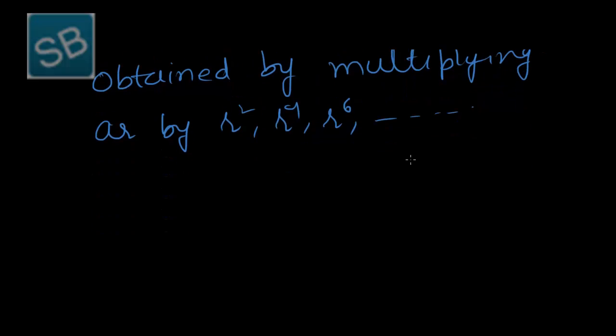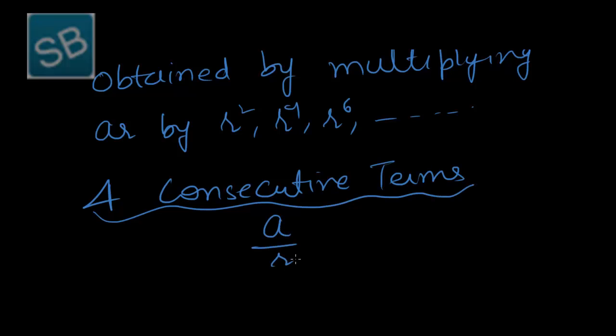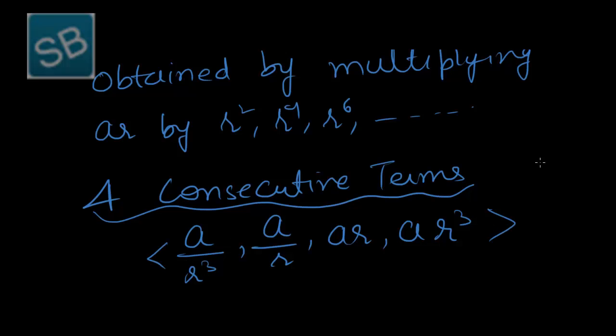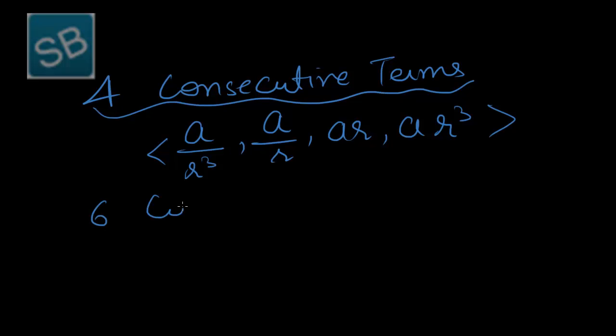Now if we are talking about 4 consecutive terms, then the middle terms are a over r, comma a into r. The succeeding term will become, on multiplying by r square, ar cube, and the preceding term becomes, by dividing by r square, a over r cube. So these are the 4 consecutive terms of geometric progression.